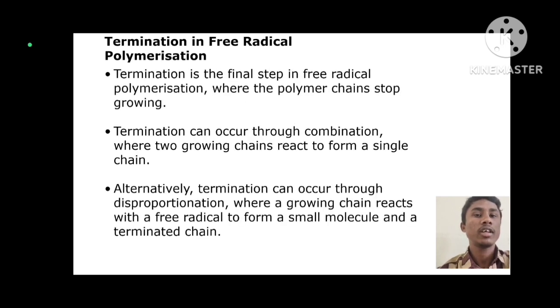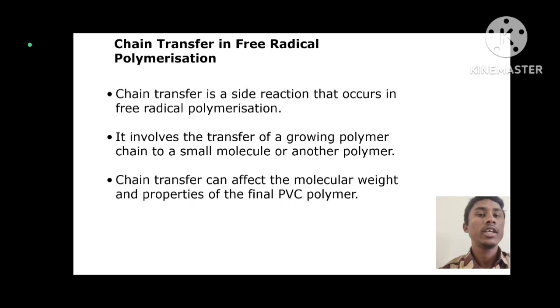Termination in free radical polymerization. Termination is the final step in free radical polymerization, where the polymer chains stop growing. Termination can occur through combination, where two growing chains react to form a single chain. Alternatively, termination can occur through disproportionation, where a growing chain reacts with a free radical to form a small molecule and a terminated chain.